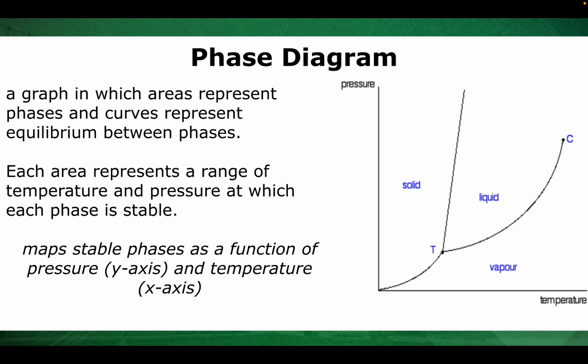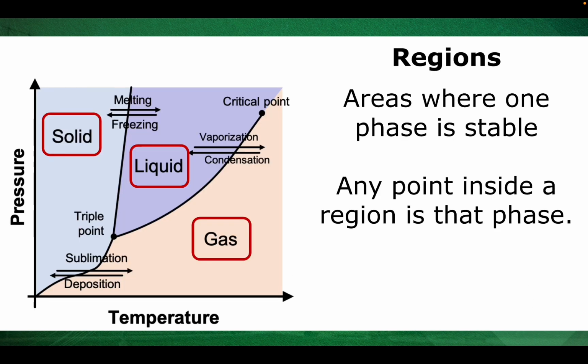Now let's study the parts of a phase diagram. The first one would be the regions. These are areas where one phase is stable. You have solid, liquid, and gas. Now any point inside the region is that phase.